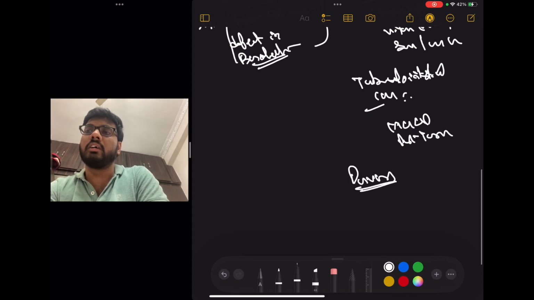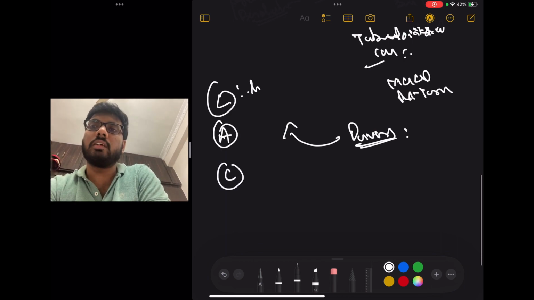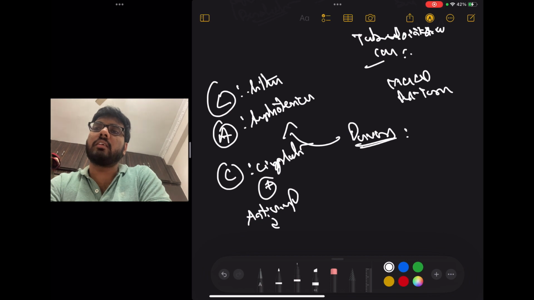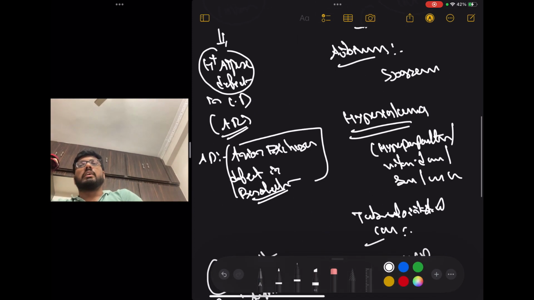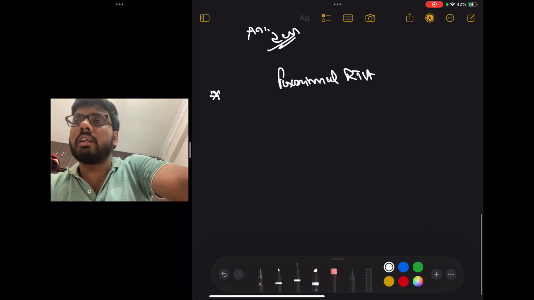The drugs are important. Mnemonic for the drugs causing distal RTA is LAC, that is lithium, amphotericin, and cisplatin, including antiviral drugs. Okay, that's it regarding the causes of distal RTA. So what are the causes of proximal RTA? What is the other name for the proximal RTA? We also call it as type 2 RTA.